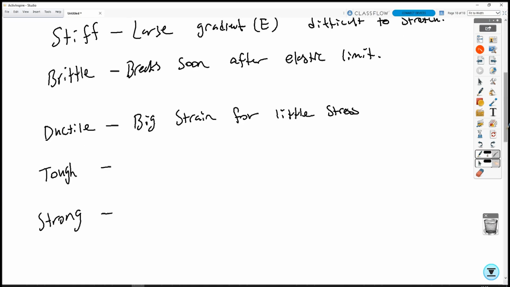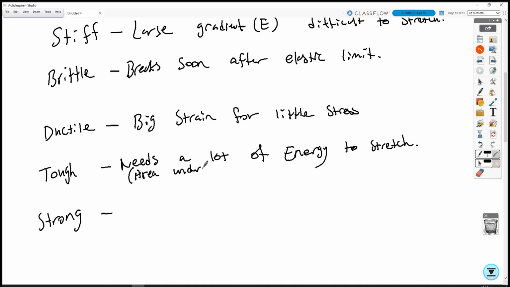Then tough means that you need a lot of energy to stretch it. Which also means that it stores a lot of energy when it's stressed. And this is related to the area under the graph. And then strong means that it has a high UTS, ultimate tensile stress.